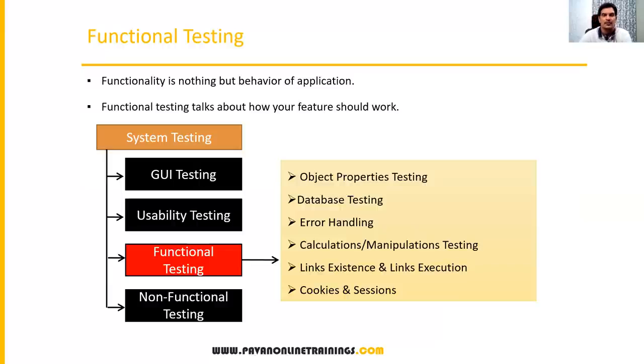So now let us discuss in detail what is functional testing. Again, functional testing has different types of testing, different areas we have to concentrate on. First let us start with what is functionality. Before understanding functional testing, let us understand what is functionality. Functionality is nothing but the behavior of the application, how the software or the product is behaving, whether it is working according to customer requirement or not.